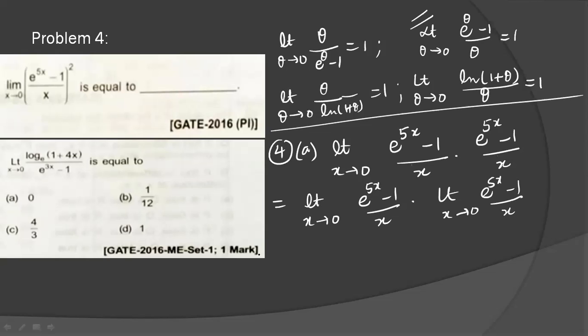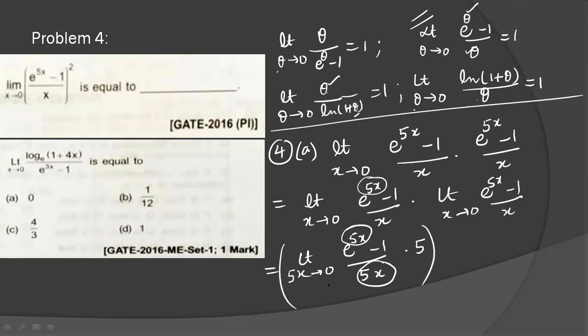Now if you see, at theta we have 5x, but here I have only x. Please remember, the expressions should be the same. Variables should be the same: if theta, then it should be theta everywhere, and theta should be in the limit also. So what do we have to multiply here? Multiply e to the power 5x minus 1 by 5 in the denominator, and also in the numerator. Then it will give you theta. If x tends to 0, then 5x also tends to 0.